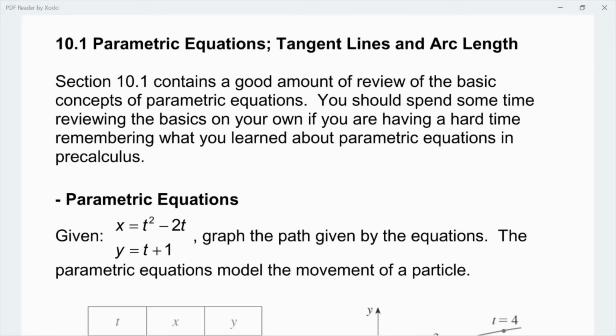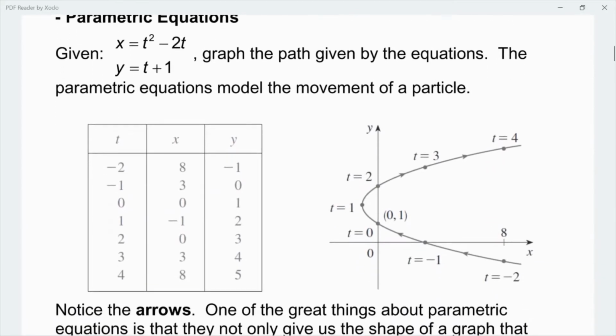So with parametric equations, these are things that you covered in pre-calc. So the basics of this, I'm not going to spend a lot of time on. I'm going to assume that you kind of know this, and this is just a brief overview. For the most part, we're going to focus on the calculus that we're going to use with some of the parametric equations. So just a really quick review here.